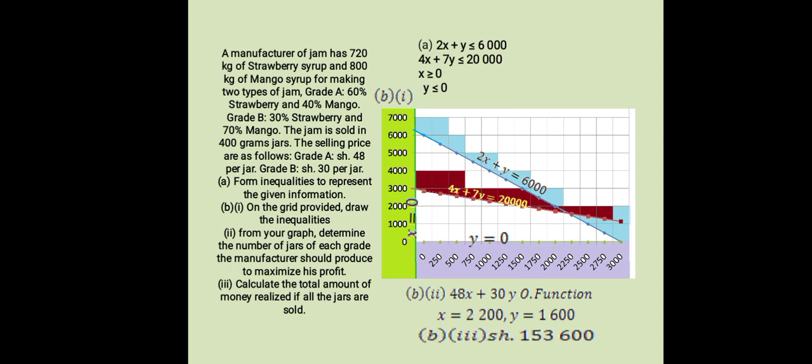The selling prices are as follows. Grade A is 48 shillings per jar. Grade B is 30 shillings per jar. A. Form inequalities to represent the given information.